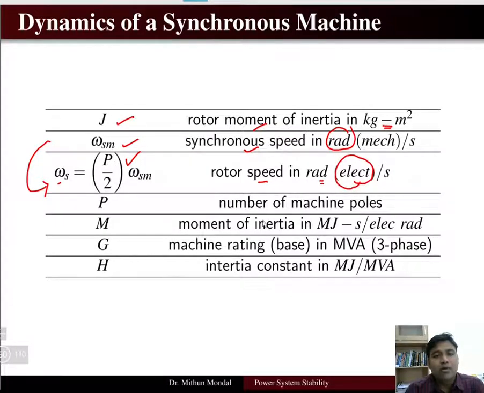P is the number of machine poles, and M indicates the moment of inertia. The unit is megajoule second per electrical radian. G stands for the machine rating, that is the base value in MVA, and this is for the three-phase system. And H indicates the inertia constant in megajoule per MVA. So these nomenclatures we will be using to understand the dynamics of a synchronous machine.